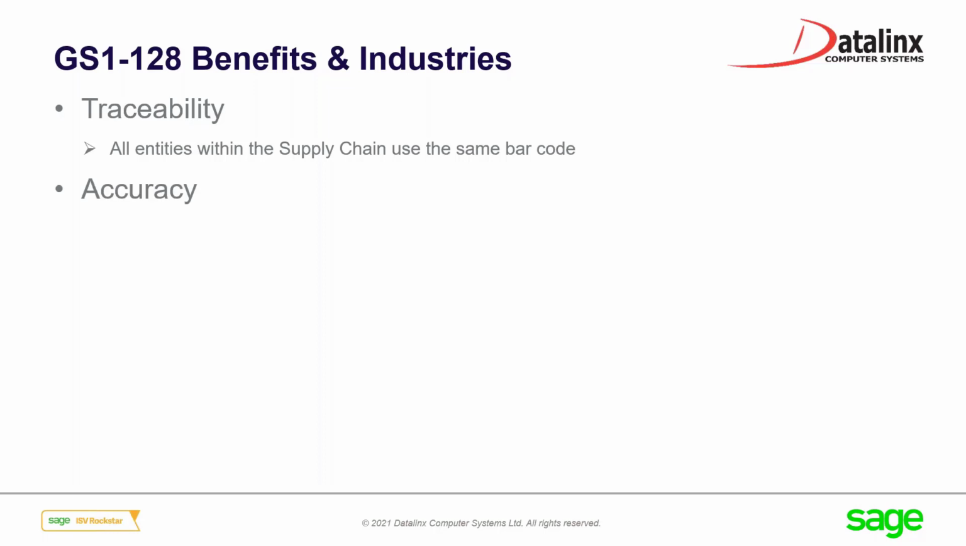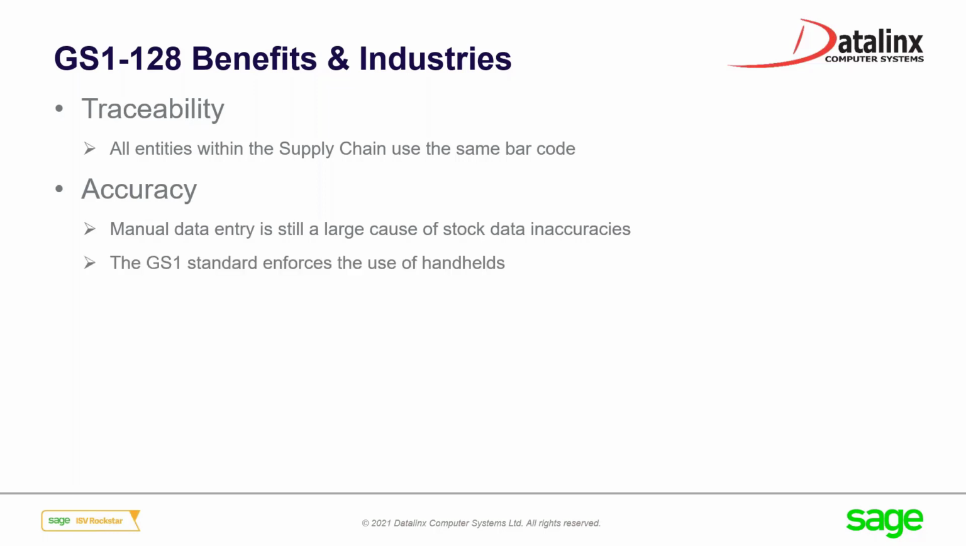The second benefit is accuracy. And this may actually come as a surprise, but manual data entry is still one of the main causes of data inaccuracies in supply chain management, including the manual entry on a handheld where no barcode is present for one reason or another. And the use of the GS1 standard therefore enforces the use of handhelds. And this means that data accuracy in GS1 is nearing 100%.